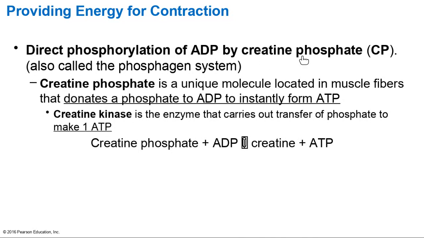Now creatine phosphate, how does it donate phosphate to ADP? It does it with the assistance of this enzyme called creatine kinase. Remember we talked about phosphorylation means you're adding a phosphate, and that is going to be carried out by a specific enzyme called a kinase. There's another process called dephosphorylation, which means you're removing a phosphate from something, and that is going to be performed by an enzyme called a phosphatase. So in this case, we're dealing with phosphorylation.